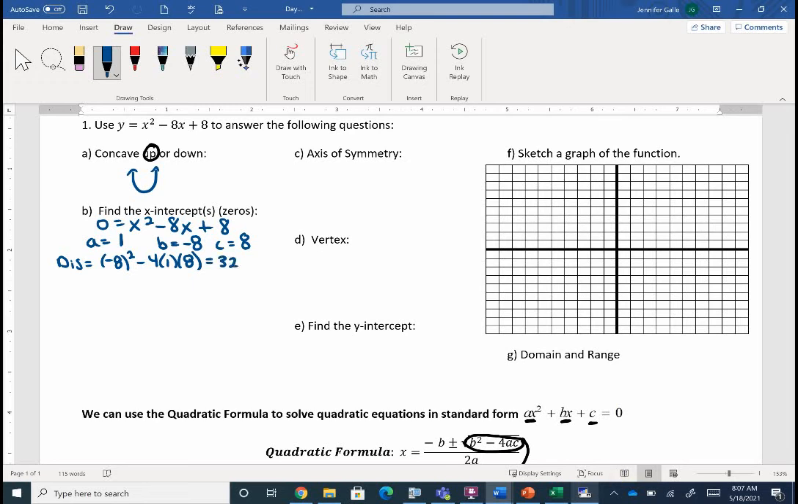Make sure you have parentheses around the negative 8 when you square it. That was a common question I had yesterday. People weren't getting the right discriminant in their practice. You have to make sure you put parentheses around the -8. The squared goes on the outside. The exponent goes on the outside. All right, so now we have 32. Our discriminant is positive.